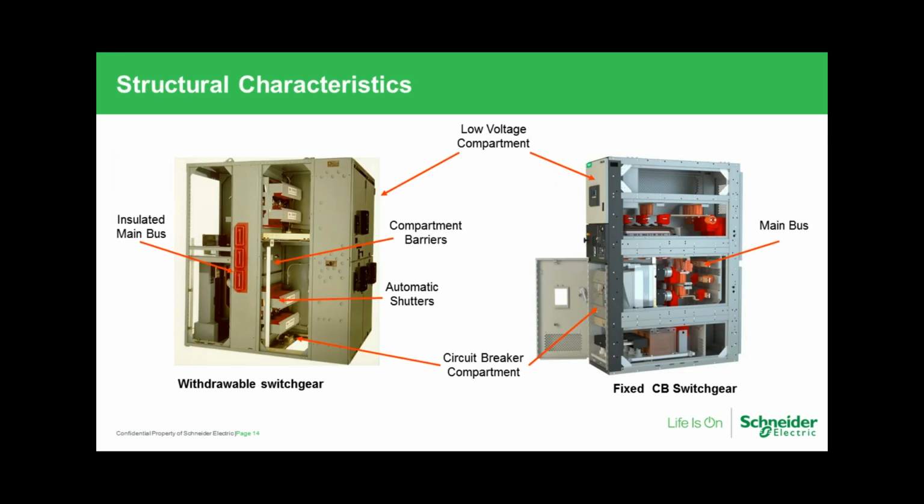Some different structural characteristics that you'll have. I have a withdrawable type of switchgear on the left, and then I show a fixed circuit breaker type of switchgear on the right. For metal clad, as I stated before, or the withdrawable style, you'll have the insulated main bus. You can see how it is compartmentalized. You will have automatic shutters. That is one of the requirements that come along with a withdrawable type of switchgear. And then you'll see on the top where you'll have your low voltage compartment separated from your breaker compartment.